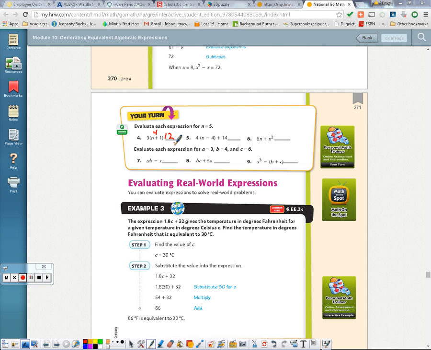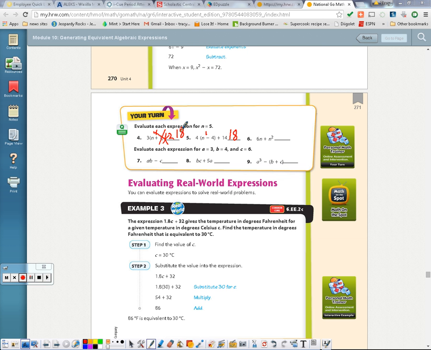In this case, we have 4 times n minus 4 plus 14. If we plug a 5 in for the n, 5 minus 4 is 1. 4 times 1 is 4, plus 14 is 18. Thank you, guys. I knew that 12 didn't seem like the right answer, but I'm like, okay. Exactly, it's 18.